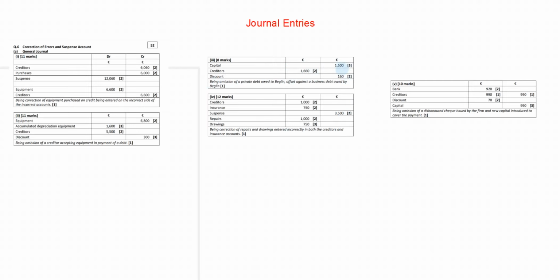You are given 3 marks for capital because we have to think, whenever they introduce private into the question, it's either drawings or capital. And I'll just write down: giving money to the business from personal funds, that is capital.